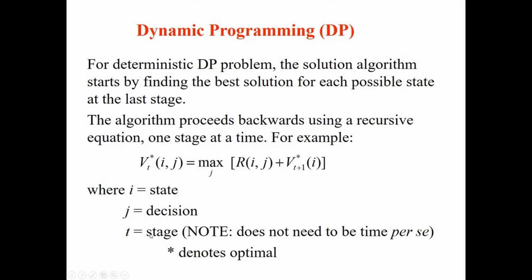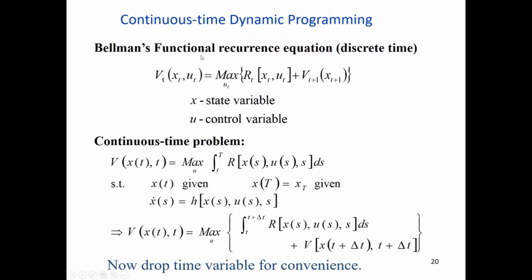Notice that t here determines a stage, and it need not necessarily be related to time, but in economics it tends to be related to time. So Bellman's functional recurrence equation in discrete time looks like this, where V of t depends on what you're going to do in the future, and in the future you're going to make an optimal decision. We're going to work with this functional form later on in the course.